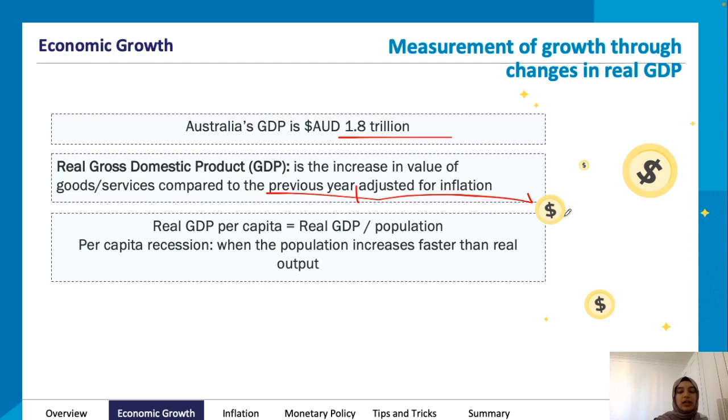So we remove that and we get the real GDP compared to just the GDP, which is why it's called real GDP. So the real GDP per capita means per head, so per person. How do we do that? We just get the real GDP and divide it by the population. So a per capita recession is when the population increases faster than real output. Okay.